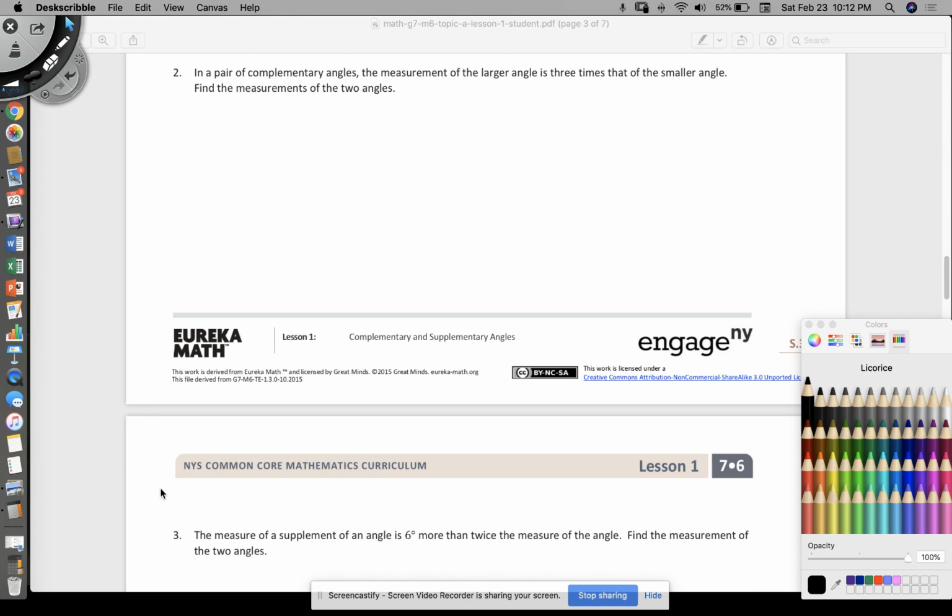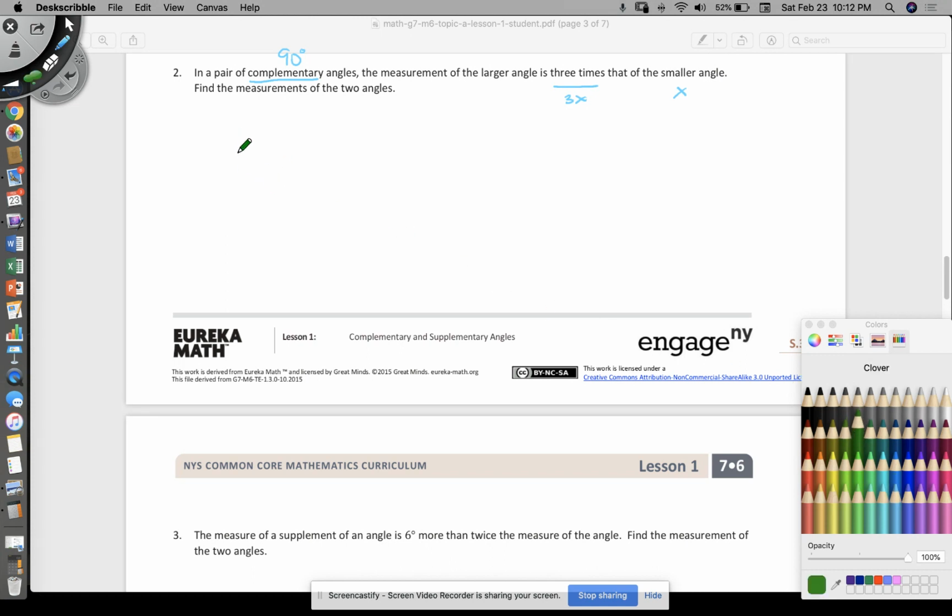All right, number 2 says, in a pair of complementary angles, the measure of the larger angle is 3 times the smaller angle. Find the measure of the two angles. Every time we see a vocabulary word, we need to underline it. Complementary, if you remember, is 90 degrees, which means the angles add to form a 90 degree or right angle. Since they didn't say how big the smaller angle is, we're going to call that one x, because the larger one is 3 times bigger. So we need a 3x and we need an x.